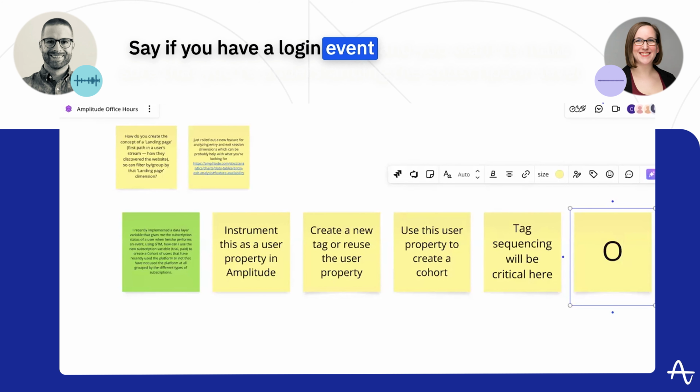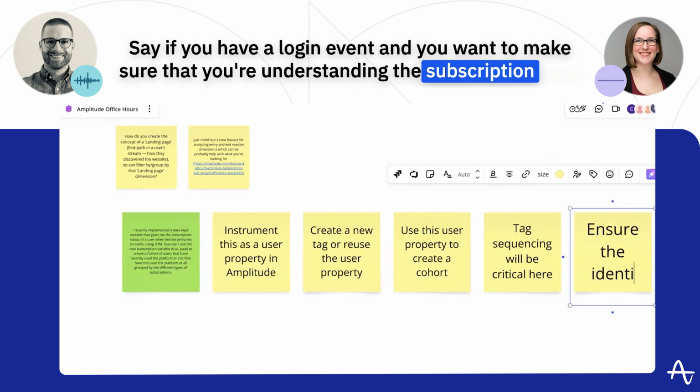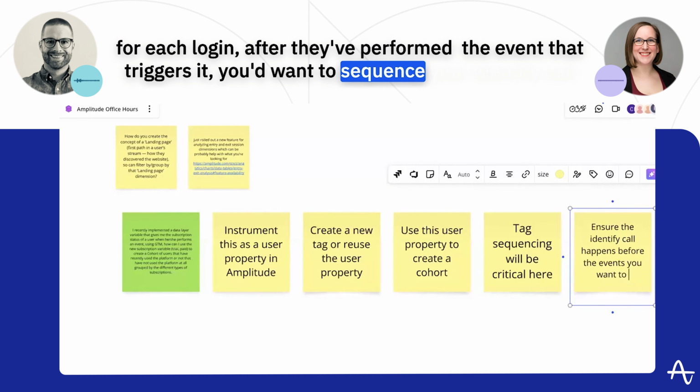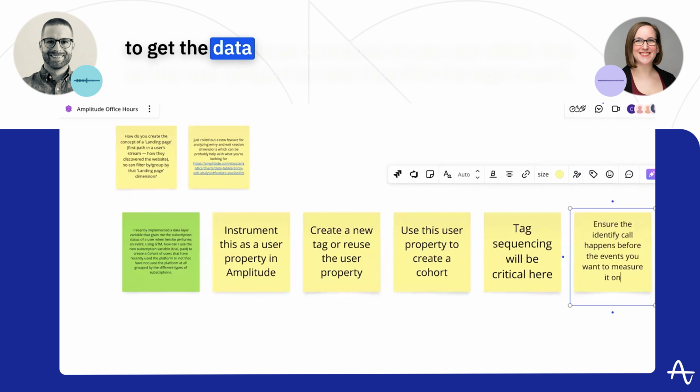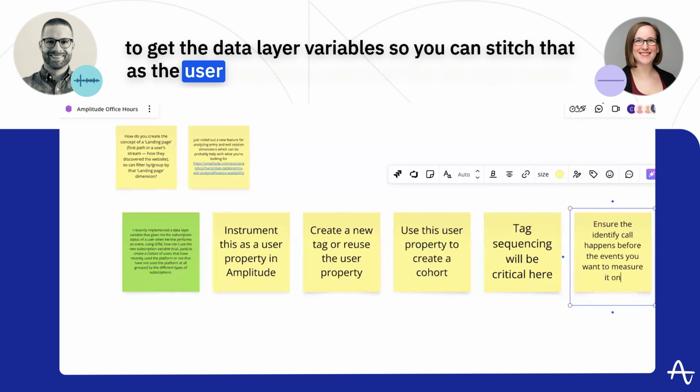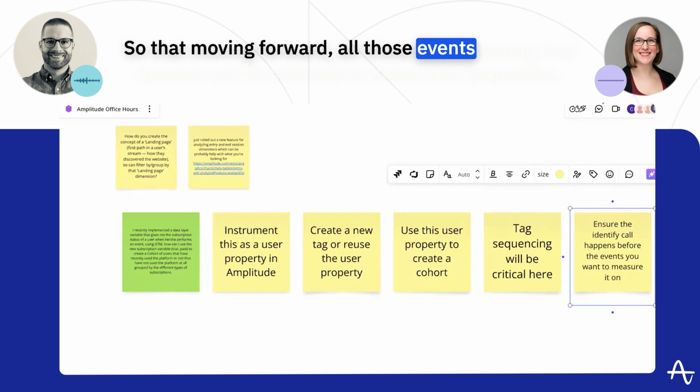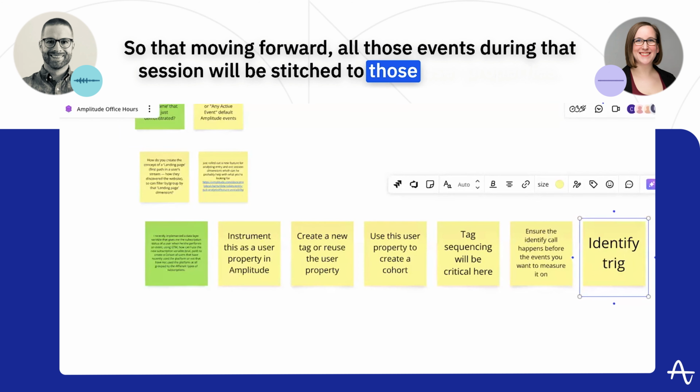Say if you have a login event and you want to make sure that you're understanding the subscription level for each login. After they perform the event that triggers it, you'd want to sequence your identify call to get the data layer variables so you can stitch that as the user properties and then fire the login event, so that moving forward, all those events during that session will be stitched to those user properties.